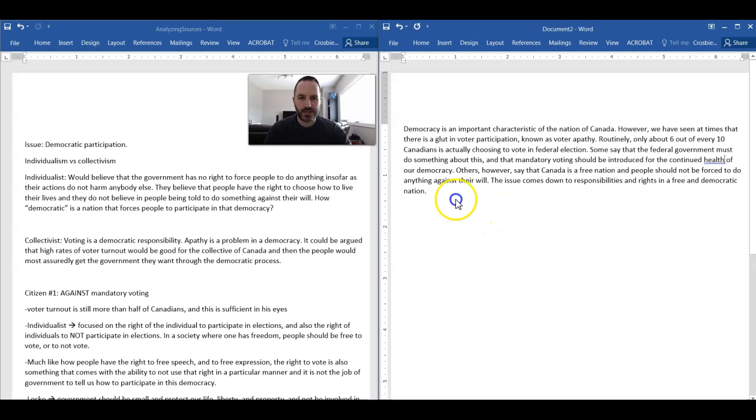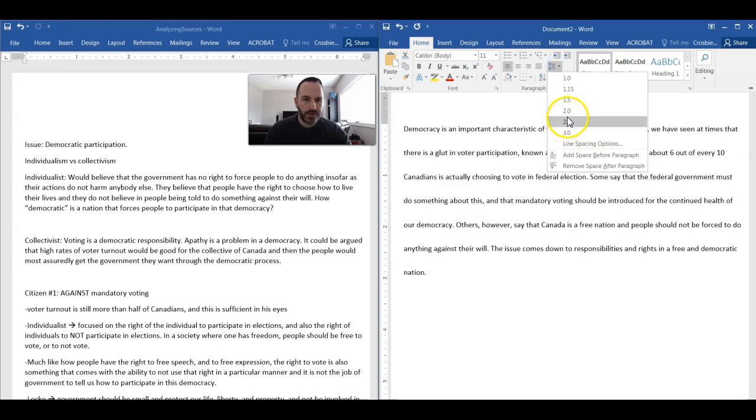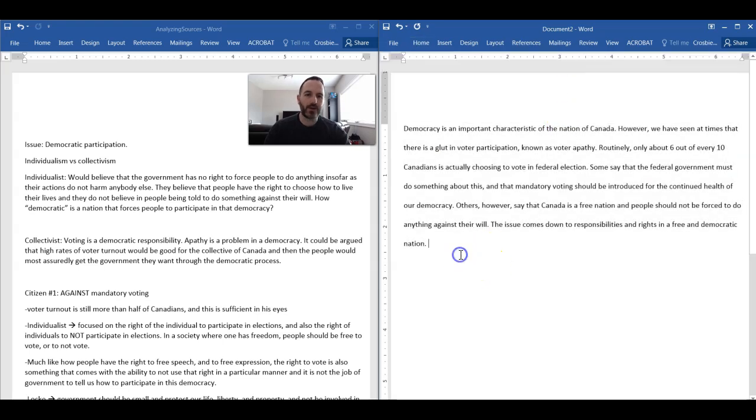Okay, let me just highlight this. Home, we want to double space this, just see how it looks. Yep, that's about right. So again, guys, that's our little intro blurb. So let's continue on here. Now that we're done that little introduction to the idea of mandatory voting, let's start to address the different speakers.